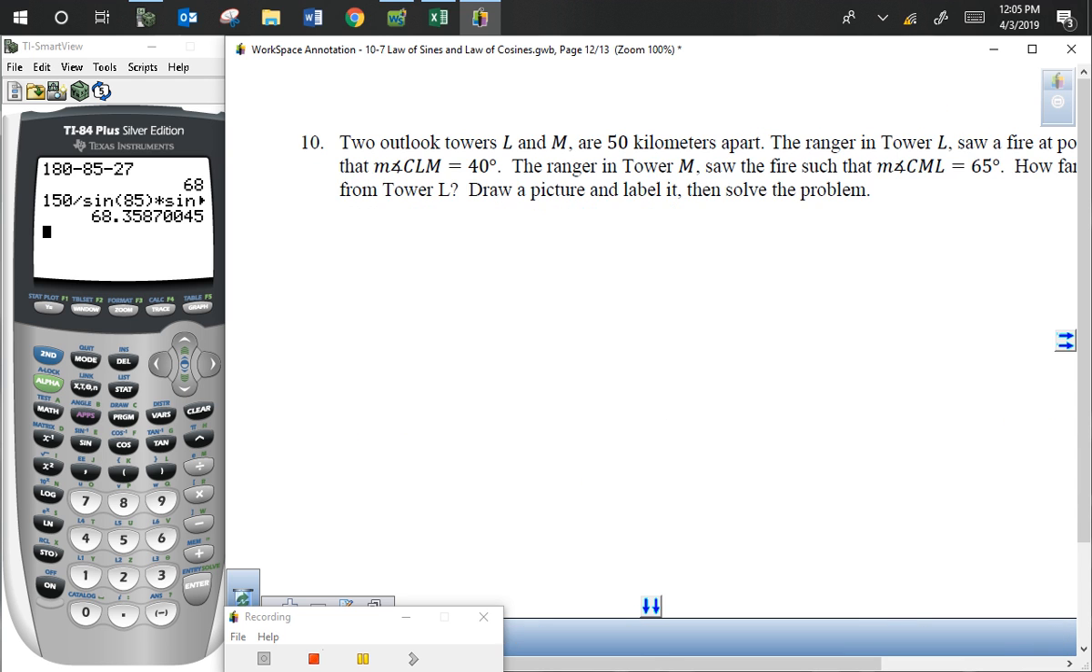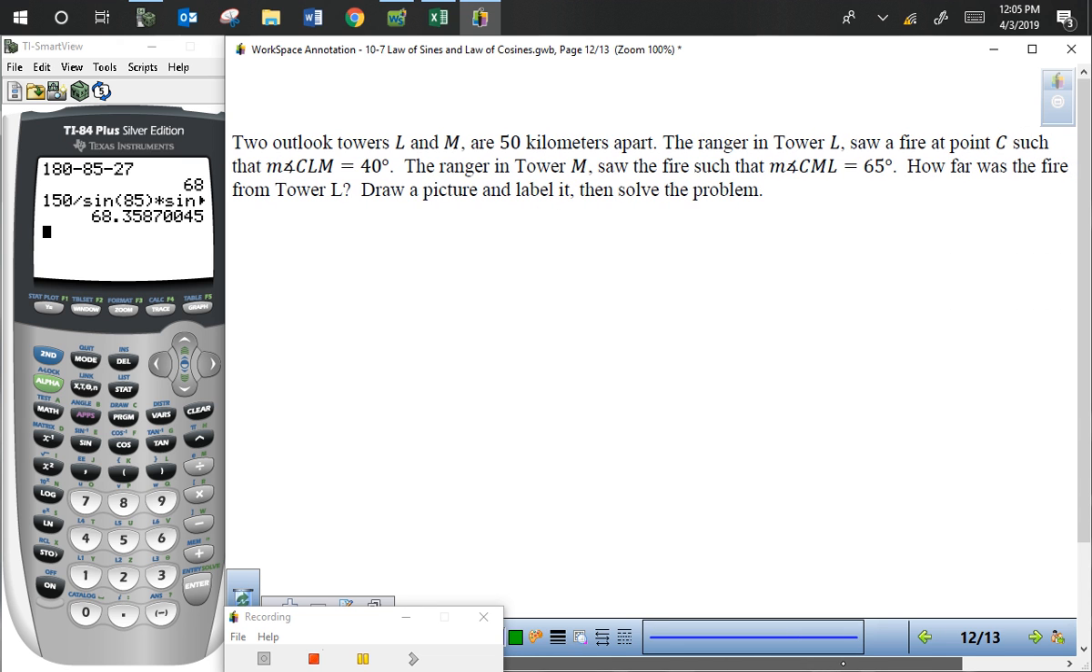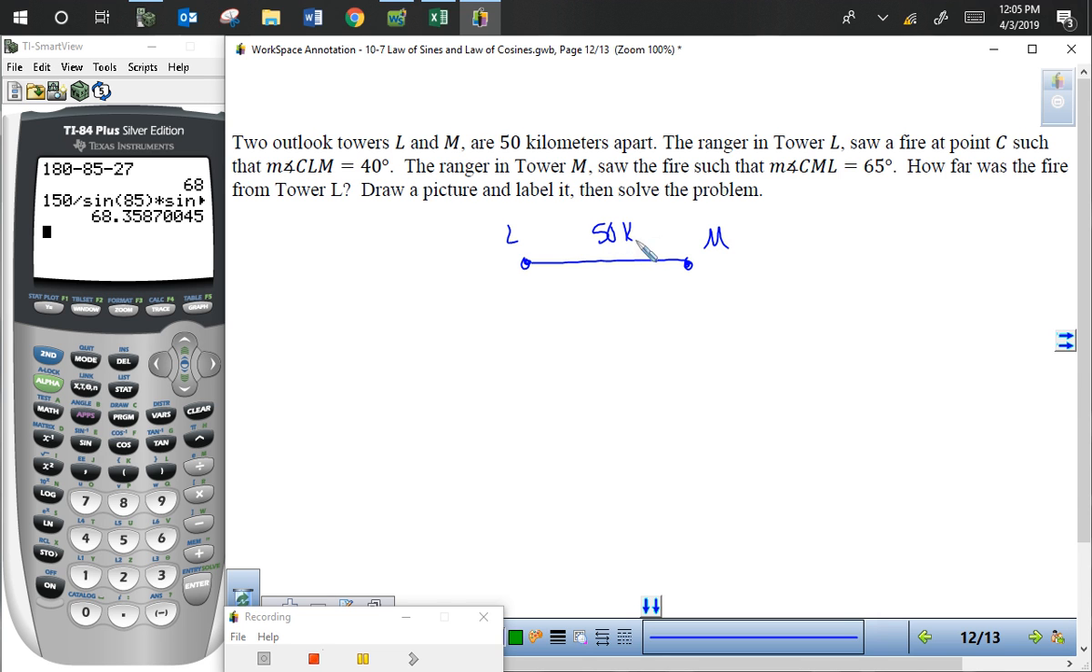All right. For the next one, it says two outlook towers L and M are 50 kilometers apart. So from L to M, we have 50 kilometers. Anytime you have a distance, it's telling you a side length. Then it says the ranger in Tower L saw a fire at point C. So now we need point C somewhere. Doesn't really matter where you draw it, but think we're trying to make a triangle here. Okay, so make it close enough where you can connect the points to make a triangle.